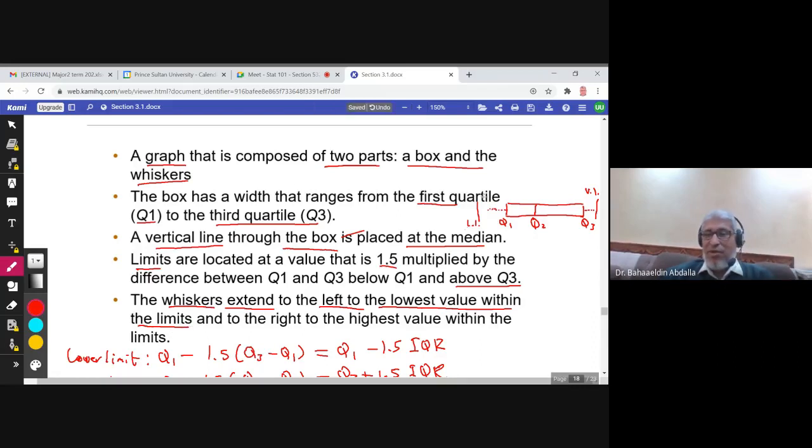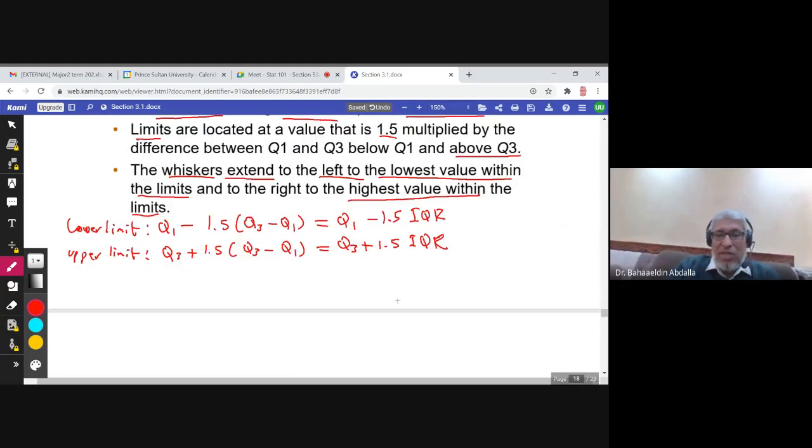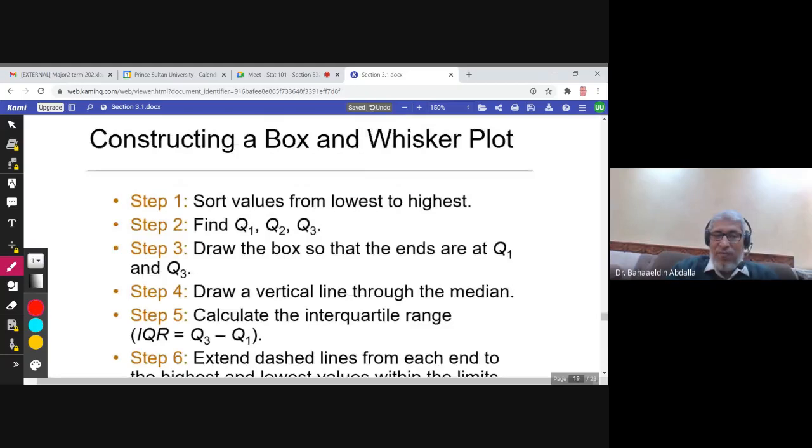So if the limit, for example, is 20, what is the number greater than 20 in the data? 21, so you take the whisker to 21. But if there is 19 in the data, you don't take the whisker beyond the lower limit. The whisker shouldn't go beyond the lower limit or the upper limit. So it stops before the lower limit and it stops before the upper limit. You choose the highest value within the limits and you go to the right to that highest value within the limits. Let us take an example and please pay attention to the example.